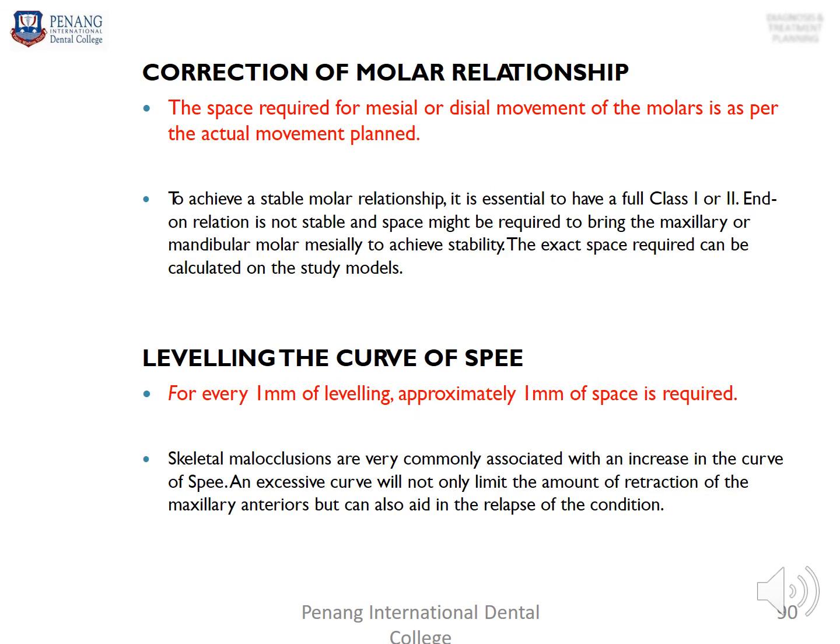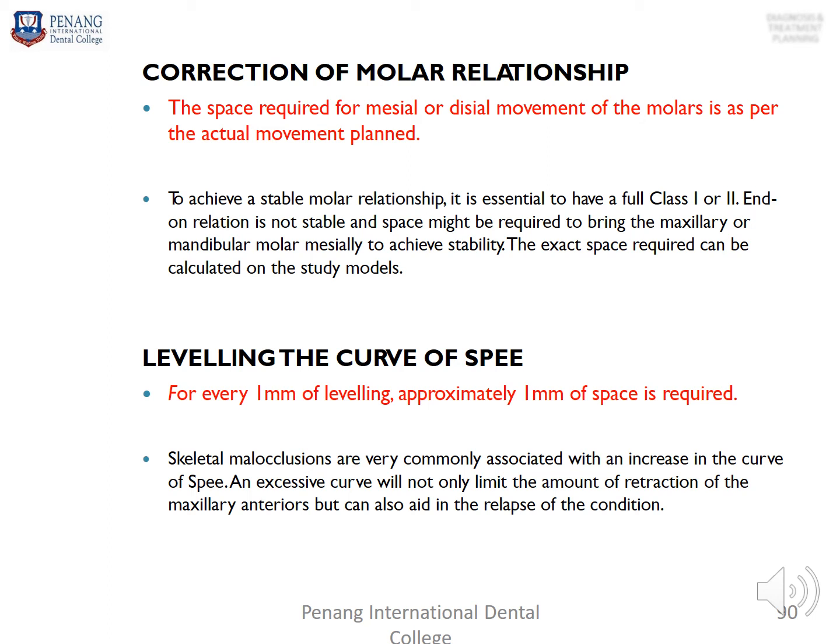The next one is for correction of molar relationship. The space required for mesial or distal movement of the molar is as per the actual movement plan. To achieve a stable molar relationship, it is essential to have a full class 1 or class 2. End on relation is not stable and space might be required to bring the maxillary or mandibular molar mesially to achieve stability. The exact space required can be calculated on the study models.